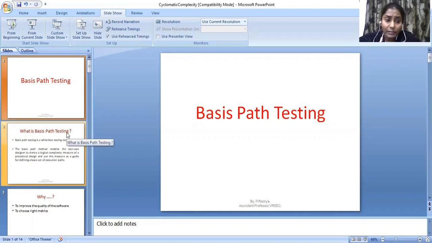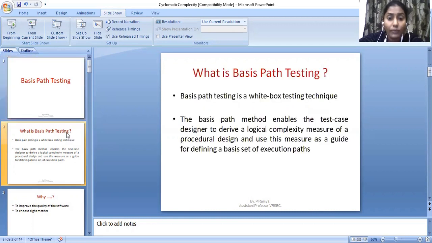So basis path testing is one type of white box testing where the tester has to know the internal logic behind the code. While he is testing a test case, he should know how complex the code is. For that reason, he has to know the logical complexity of any code that he is testing and how many independent paths there are in the particular code.